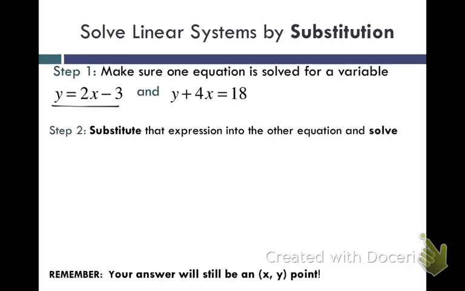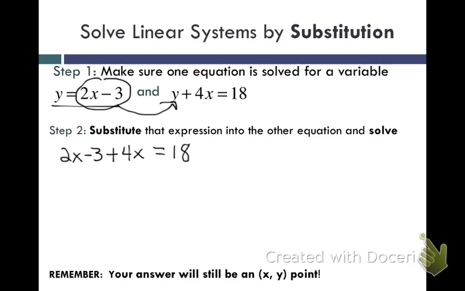So now we're going to substitute what y equals into our other equation. So y equals 2x minus 3, and I'm going to substitute it into my second equation. So instead of y, I simply write 2x minus 3, and then I finish the equation that I'm substituting into. If you notice, now we just have a one variable equation that we can solve.